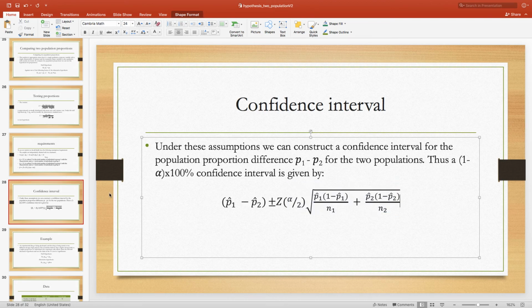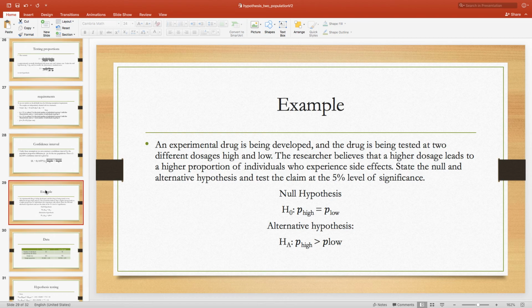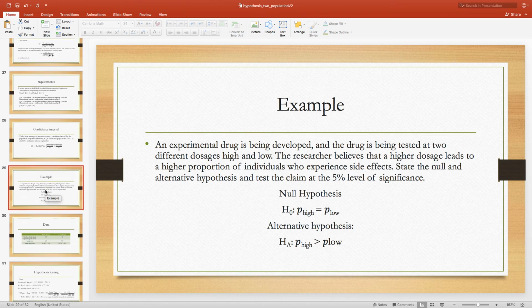Okay, so let's now consider an example. We have an experimental drug that's being developed, and the drug is tested at 2 different dosages, high and low. The researchers believe that a higher dosage leads to a higher proportion of individuals who experience side effects. We want to state the null and alternative hypotheses and test this claim at the 5% level of significance.